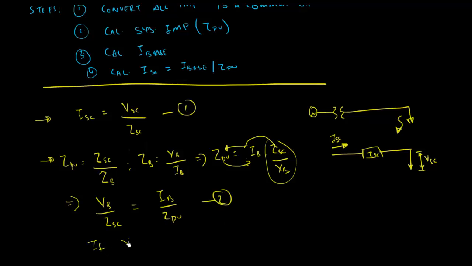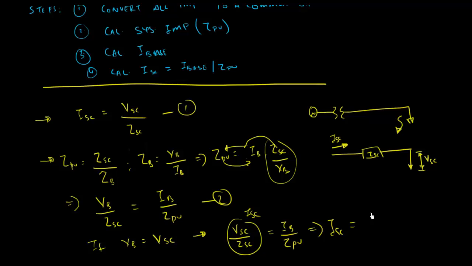If voltage base is equal to voltage short circuit, what does equation 2 become? Equation 2 becomes voltage short circuit over Z short circuit is equal to I base over Z per unit. And this from equation 1 is nothing but I short circuit. So that implies that I short circuit is I base over Z per unit.